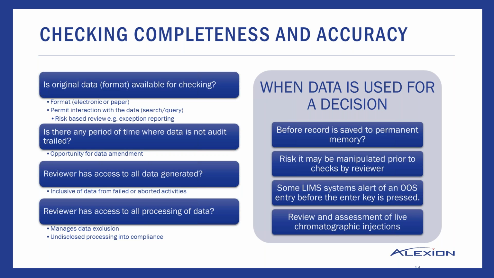Does the reviewer have access to all data generated, inclusive of that from failed or aborted activities? And does the reviewer have access to all processing of data? And this would manage data exclusion and undisclosed processing into compliance. When data then is used for a decision, is it before the record is saved to permanent memory? Is it maybe manipulated prior to the checks by a reviewer?